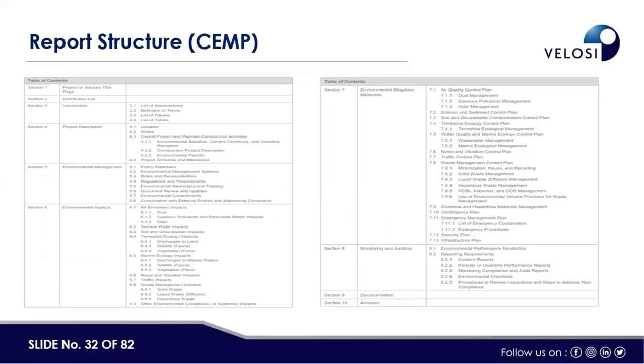We have to develop the air quality plan. We have to develop the erosion and sediment control plan, soil, groundwater, terrestrial ecology, water quality and marine ecology, noise and vibration, traffic control, waste management, chemical and hazardous, contingency plan, emergency management plan, security plan, and infrastructure plan.